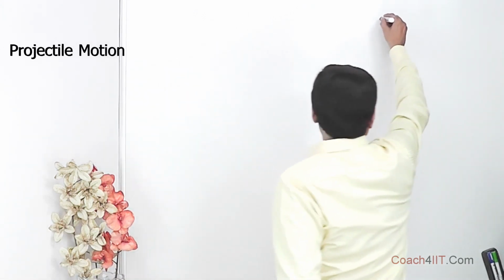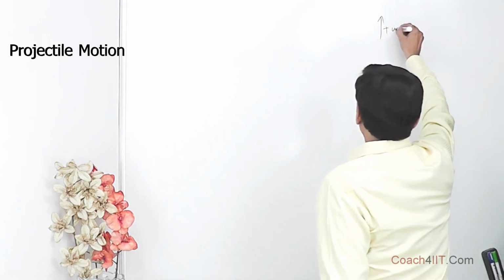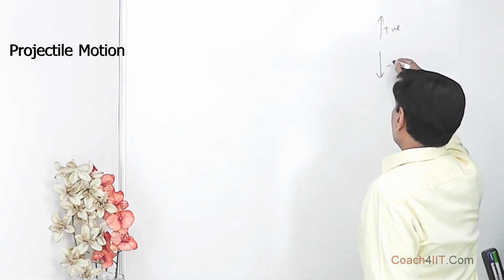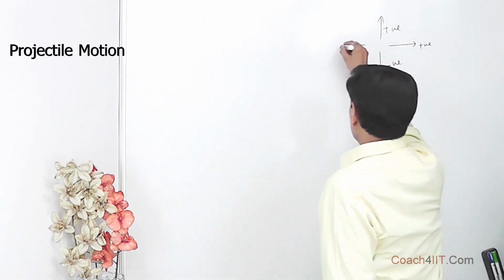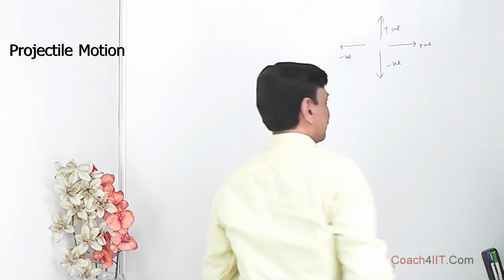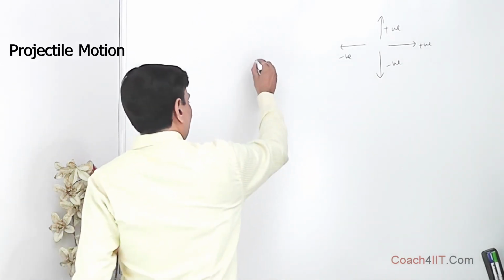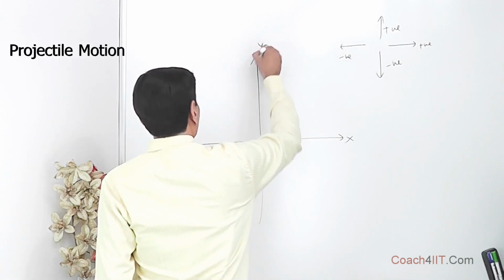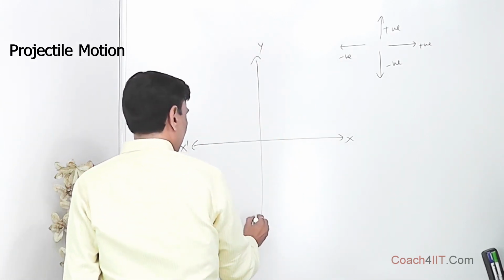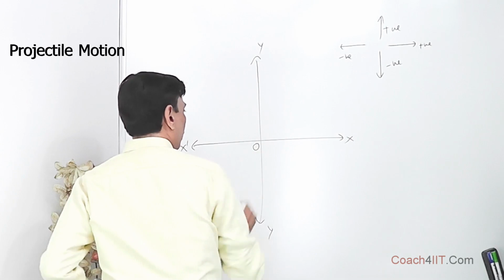Like if we take the vectors in the upward direction as positive, then in the downward direction we shall be taking it as negative. So if this way we are taking it as positive, then this way we have to take it as negative. Now let's say we have these x coordinates and these y coordinates. So this is xx dash, this is yy dash, and over here we have our origin.